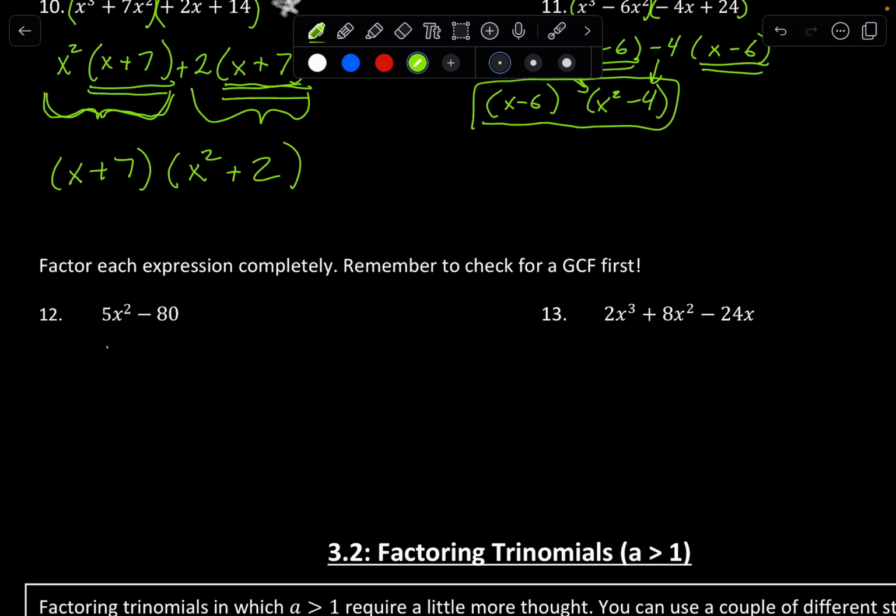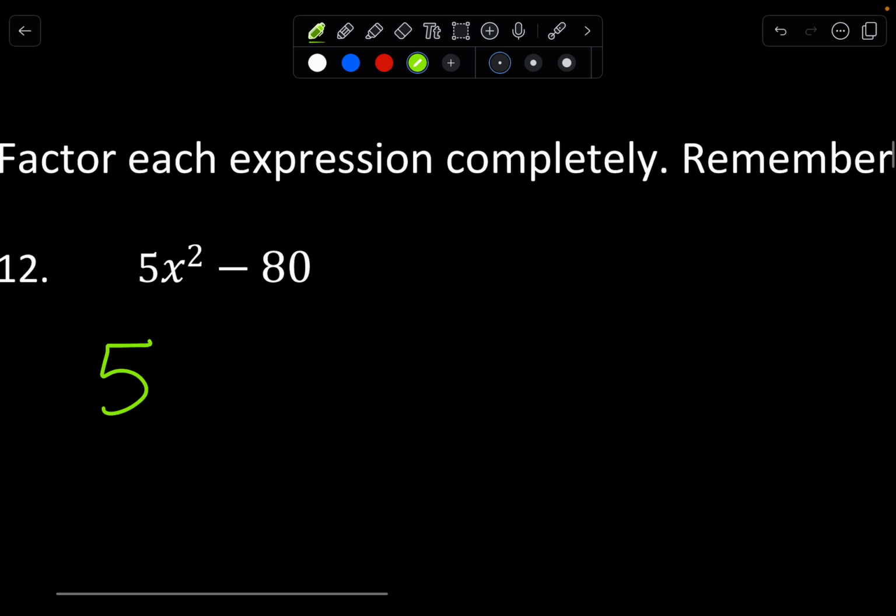So if I take a 5 out here, I'm going to zoom in a little bit here. Okay, I'll take a 5 out, I'll be left with an x squared, right? 5 times x squared gives me 5x squared. And then I can divide an 80 by 5, and that should give me 16. So I end up with x squared minus 16. Again, you can always FOIL it back out to make sure that you get the same thing you started with.